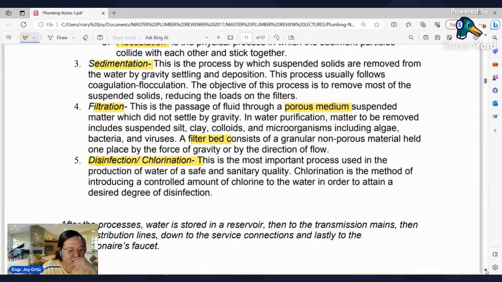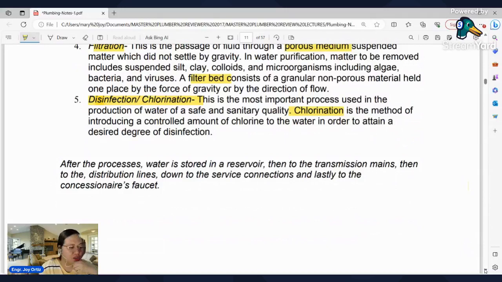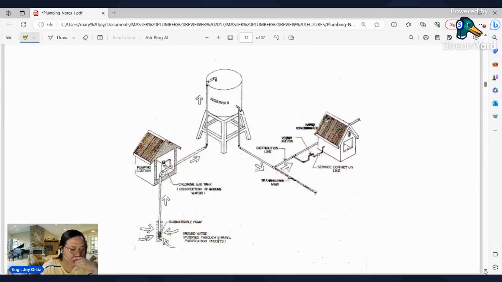This is the most important process used in the production of water of safe and sanitary quality. At the end, we really need chlorination. Sorry, that's clarification. That is chlorination. This is a method of introducing a controlled amount of chlorine into the water in order to attain the desired degree of disinfection to kill the bad bacteria. After the processes, we need to store it in a reservoir, then the transmission lines, then to the distribution lines, then down to the service connection, and lastly to the concessionaires. Okay, that's it.